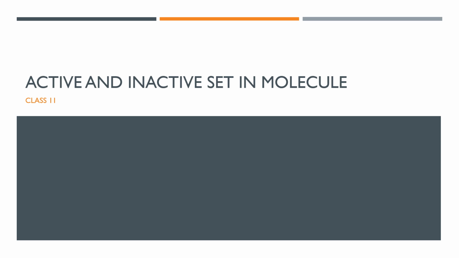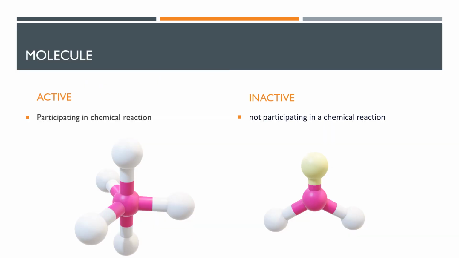Viewers, in this lecture I'll be teaching you about the active and inactive set in a molecule and its identification. Now first of all, let's talk about what an active molecule is. Active molecules are those which participate in the chemical reaction as well as the geometrical representation, while the inactive one does not participate in the reaction.